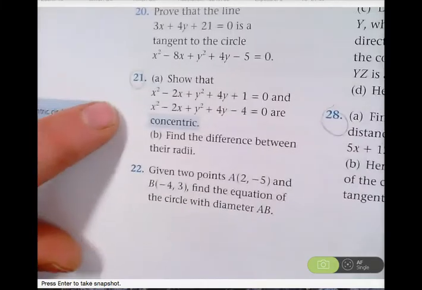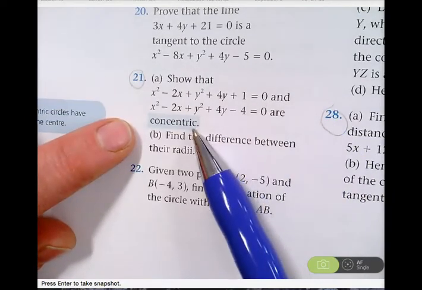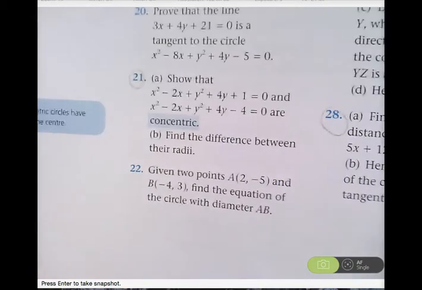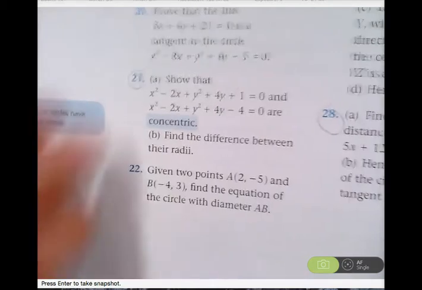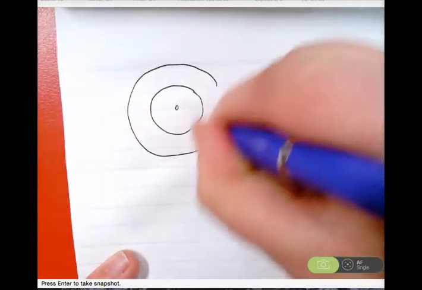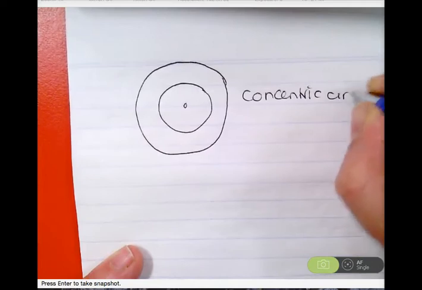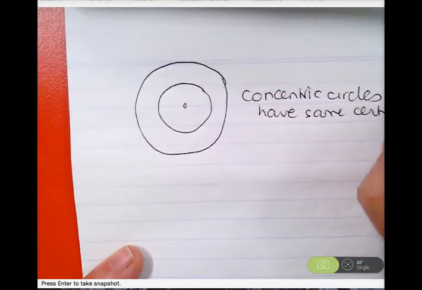So, question 21, show that those circles are concentric. You'd have to find the centre. Concentric circles. Yes, and they should have the same centre because I'm going to draw what concentric circles look like. So, girls, this is on recording. I'm drawing concentric circles. If you want to write just somewhere in your notes, concentric circles have the same centre. So that's going to be for question 21.